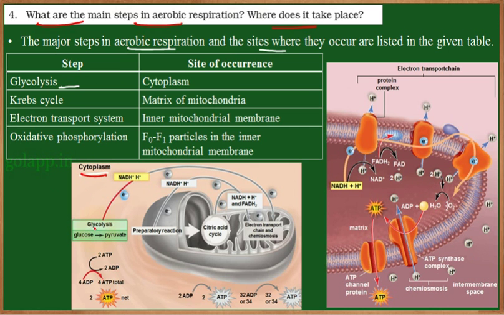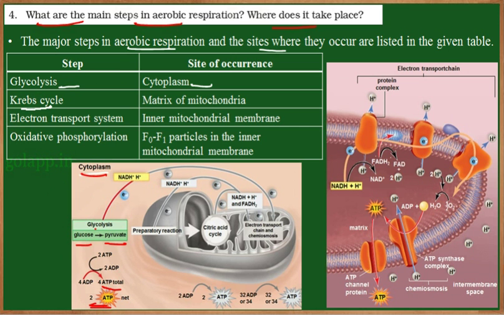During glycolysis, glucose will be converted to pyruvate. Here 2 molecules of ATP will be formed. 2 ATP will be utilized initially, 4 ATP will be formed. Since 2 ATP are utilized, the net gain will be only 2 ATP. So this occurs in the cytoplasm.